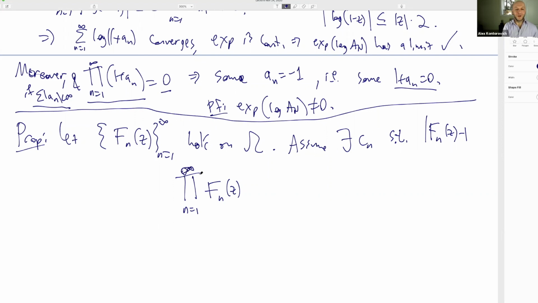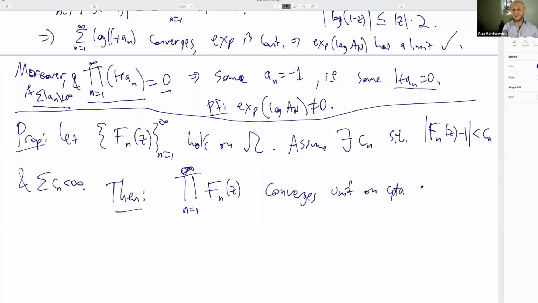And that's why the thing that I want to think about is Fn minus 1, so that the Fn minus 1s are bounded by the Cn's, and the Cn's, which of course are positive real numbers, converge. Then this function, this product, converges uniformly on compacta, and hence to a holomorphic function, to a holomorphic f on omega. Does that make sense? If we have this bound for all z in omega.